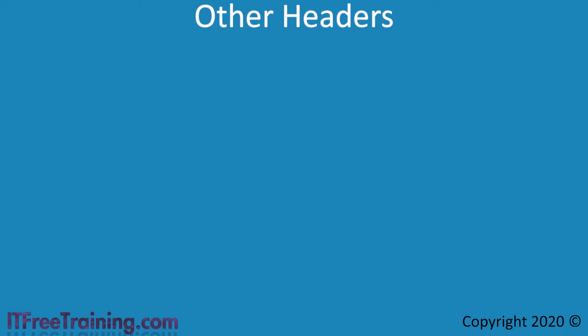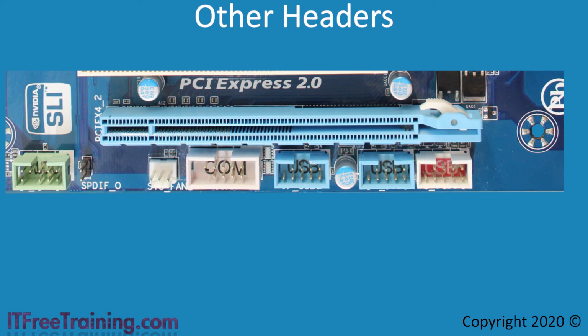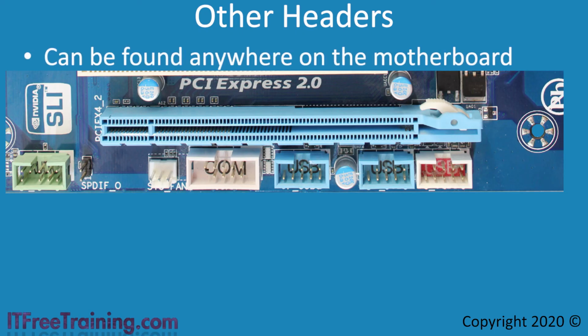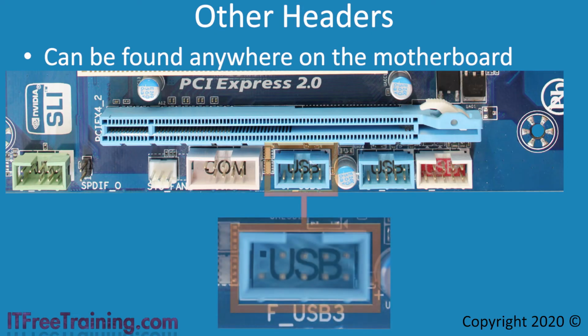There will also be other headers on the motherboard. In the case of this motherboard, most of them are close together. However, these headers can be found anywhere on the motherboard. If you have trouble finding a particular one, have a look in the motherboard manual. Each of these are keyed so the cable cannot be put in the wrong way.